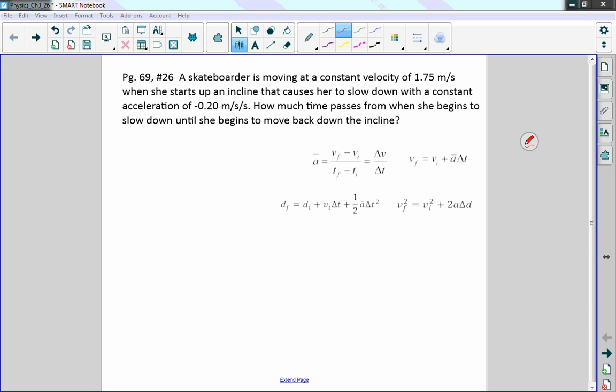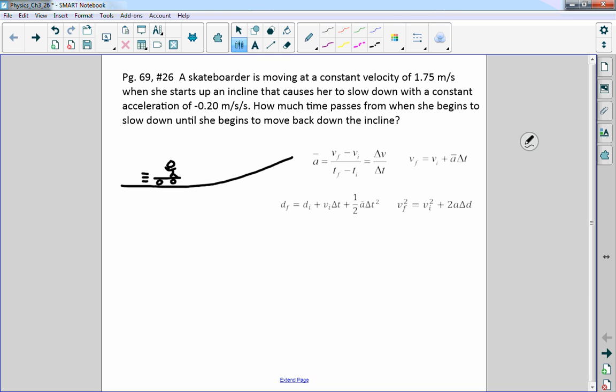This problem is from chapter 3, and we are going to practice choosing a formula and writing down the given information for this type of problem. In this scenario, we have a skateboarder moving at a certain velocity, and then she starts to go up a ramp or hill, and that makes her slow down. If we had a picture of this situation, it would look kind of like this, and she is starting off down here.